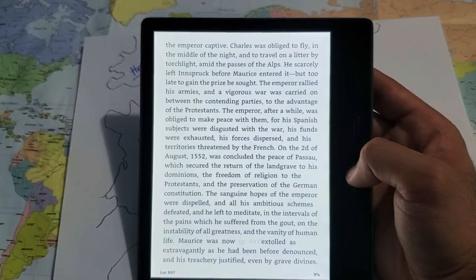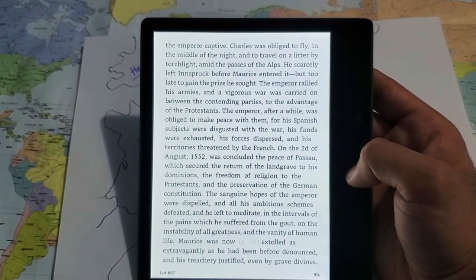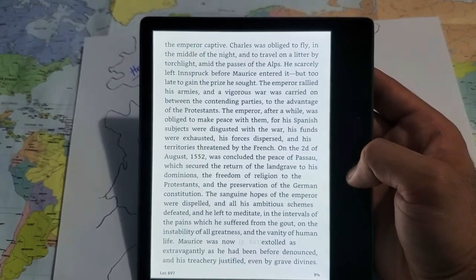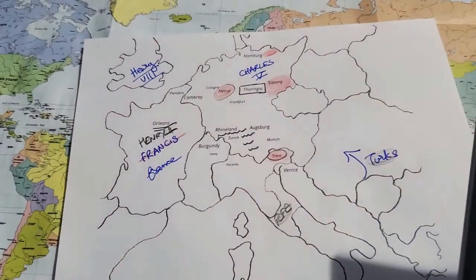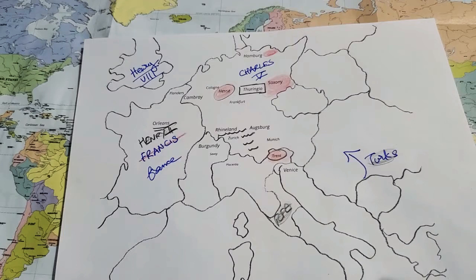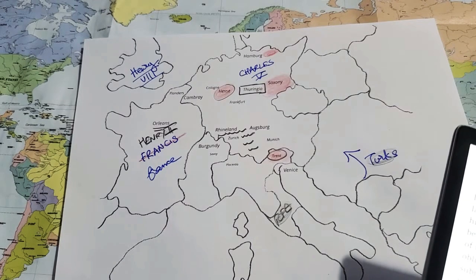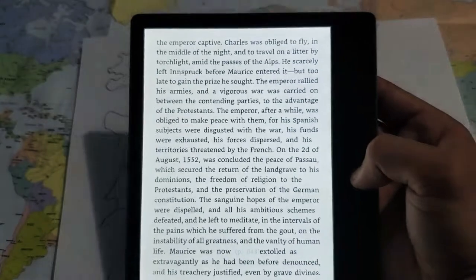So that's so funny. He lost everything, and now he's thinking about, again, the instability of all greatness and the vanity of human life. He's been working his whole life to become ruler of Germany and become an absolute ruler. And he almost succeeded, but this guy Maurice turned his back on him and stabbed him in the back, and he saved the Protestant faith.